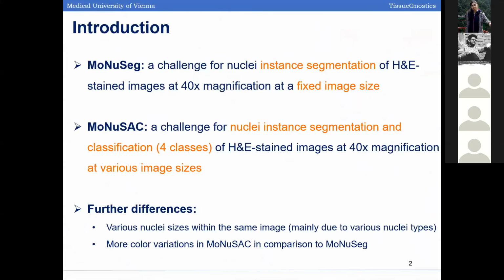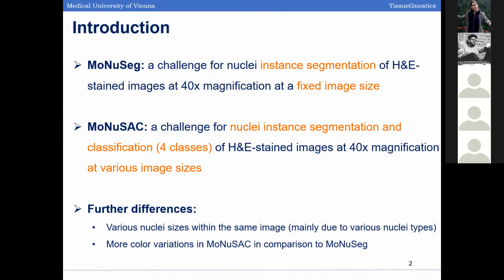I would consider this challenge a follow-up to the former MoNuSAC challenge. In the former challenge, we had the main task of instance nuclei segmentation of H&E stain images at a fixed image magnification and also at a fixed image size. But in this new challenge, besides the task of nuclei instance segmentation, we also have the task of nuclei classification. Again, for H&E stain images at the fixed image magnification, but at various image sizes.